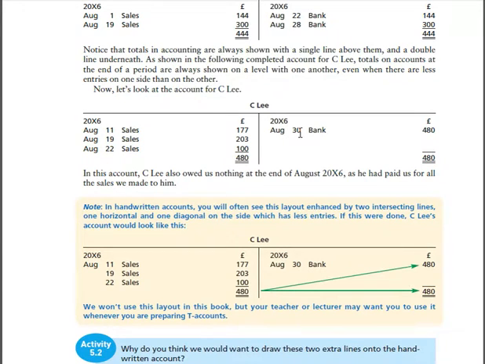On August 30, there was a bank payment made of 480, which pertains to all these three transactions. So one payment was made by Sealy to settle all of these three sales. Again, when we try to balance the accounts, both of the account balances are the same. This means that the account is closed off.